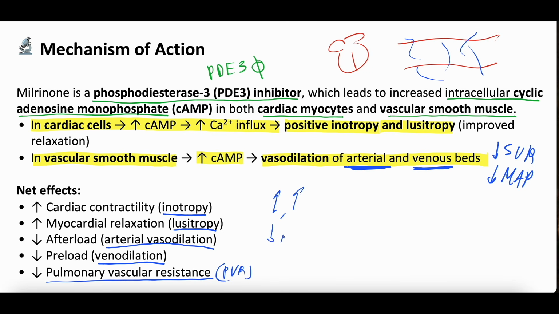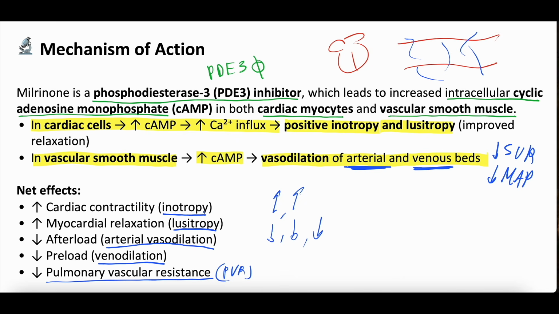You want a decrease in afterload and a decrease in preload and a decrease in pulmonary vascular resistance. So these are all great changes for cardiogenic shock patients. Now in patients with mixed shock or septic shock, some of these changes can be a challenge, right?